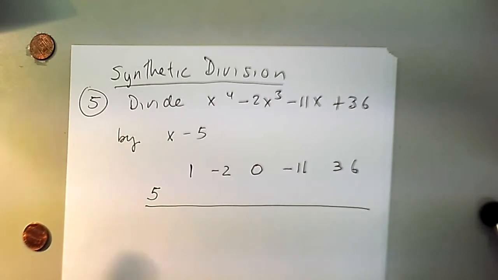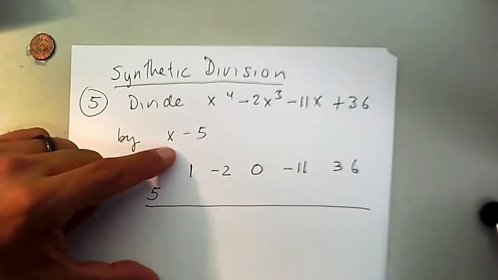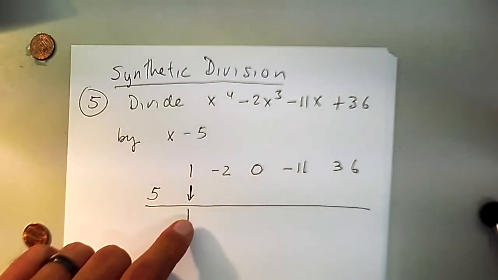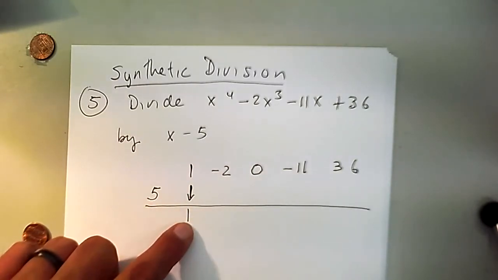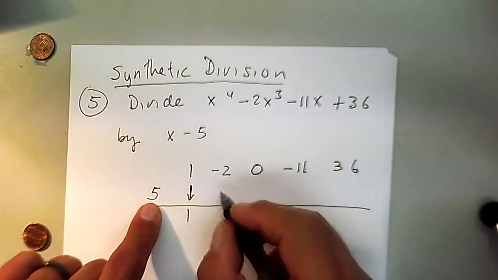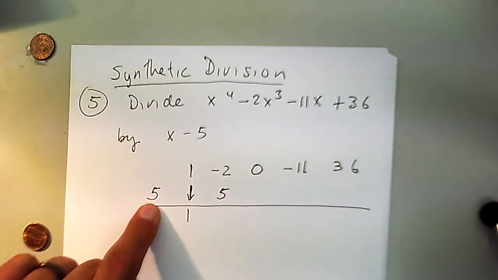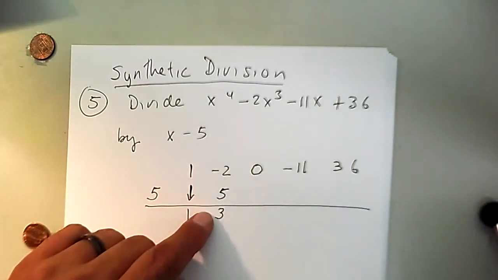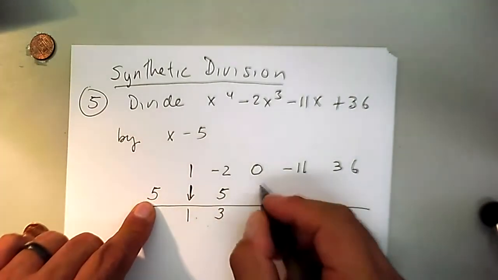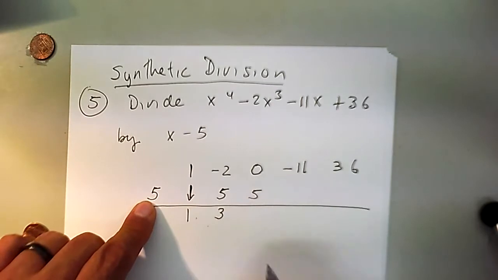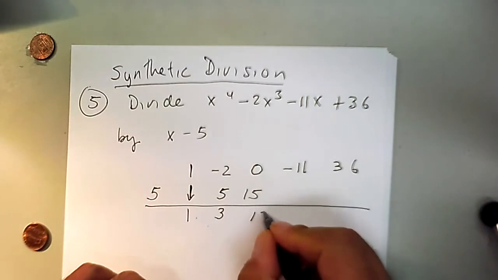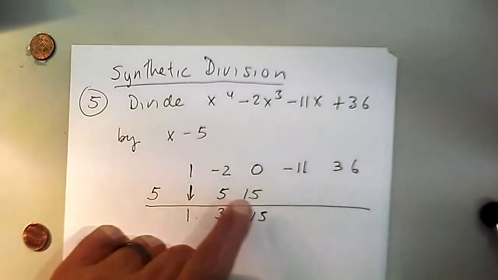Okay, so here's the method. You have to pay close attention to this, and you can rewind the video to go back to how to do this. The 1 goes down as is. Whatever this is, multiply by 5 and put it in the next column. Then add those numbers: 3, because -2 plus 5 is 3. Multiply with the 5: 3 times 5 is 15. Add those numbers. Multiply with the 5 and put the answer in the next column.